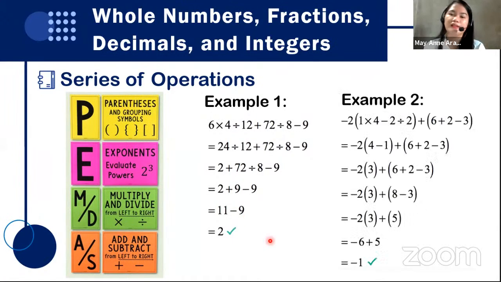For another example, first perform the operations inside the parentheses. So we have 1 times 4 first, 4. Then divide. -2 divided by 2 is 1. Next, we have the other parenthesis, 6, 4 minus 1 is 3. Then 6 plus 2 is 8. Then subtract: 8 minus 3 is 5. Multiply. -2 times 3 is -6. Then add 5. You have -1.